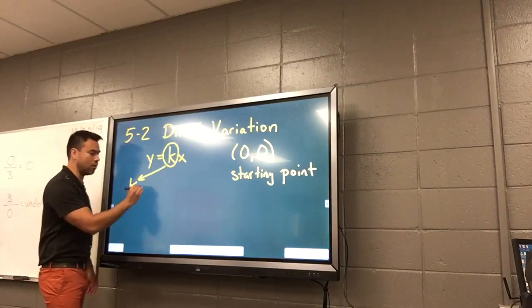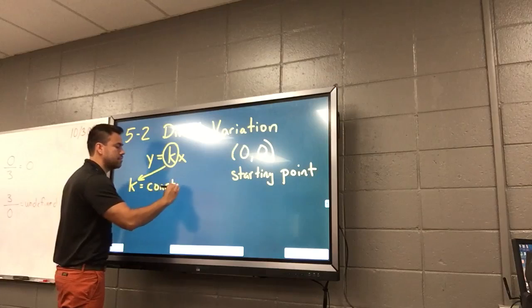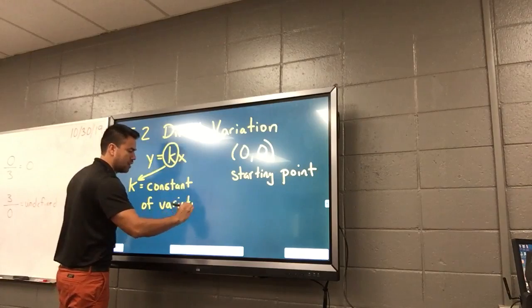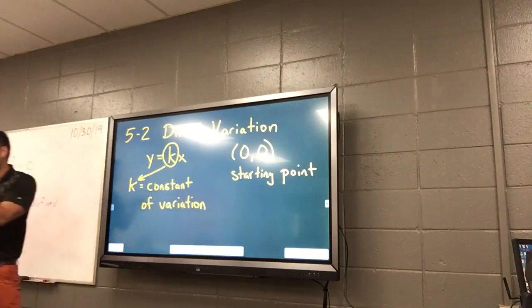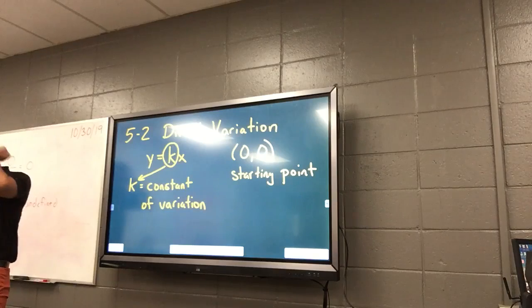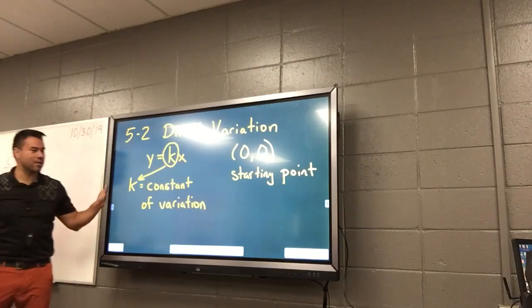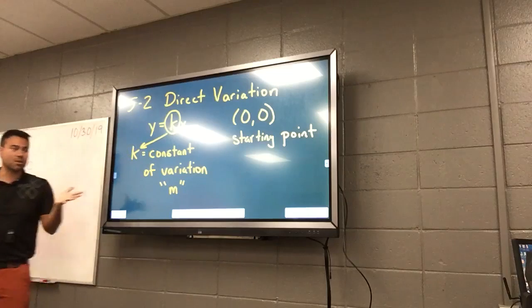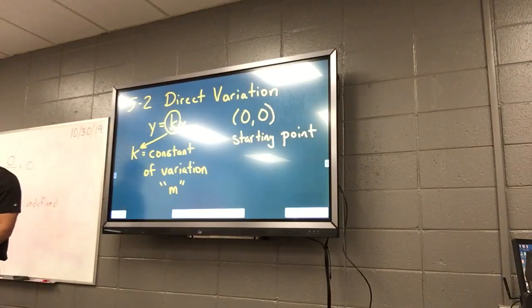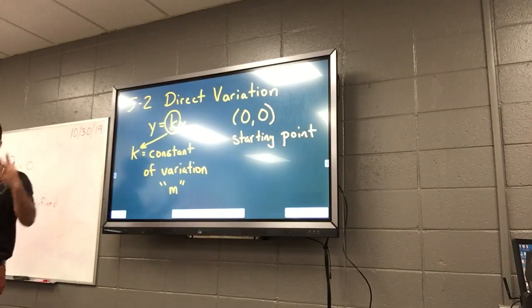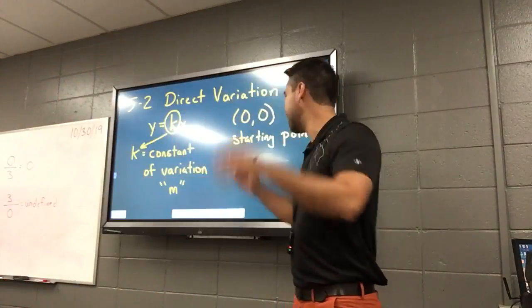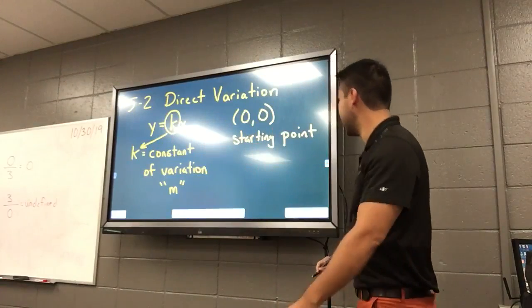This K value is called the constant of variation. What's another name for it? Slope. So constant of variation, also known as slope. But it's a special one, so that's why we call it something different. One way to find that, oh man, guys, this is so cool. We've already done this lesson. We're just going to put things together and see if we can think of direct variation.